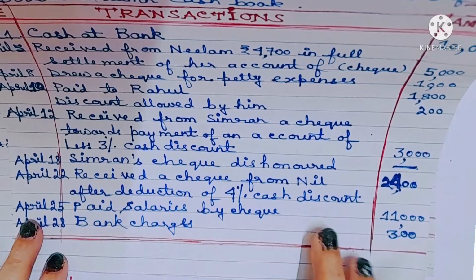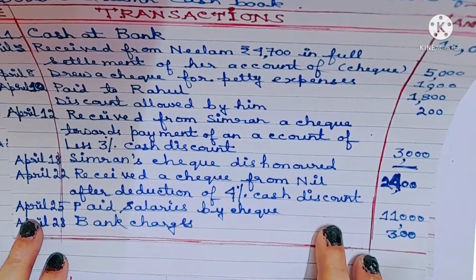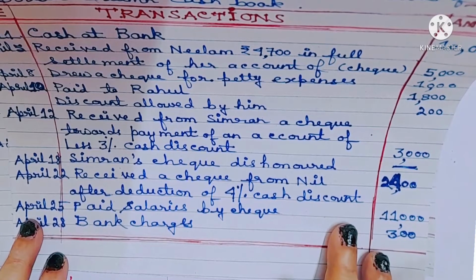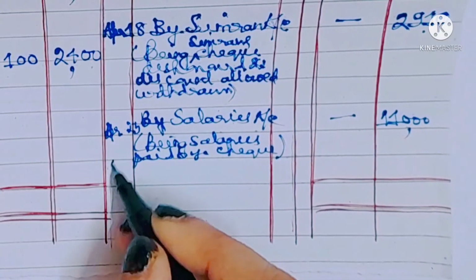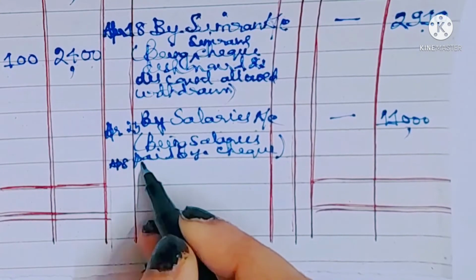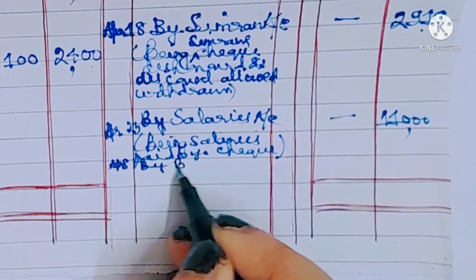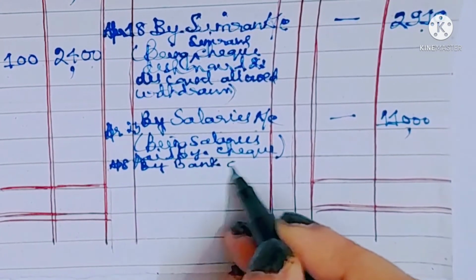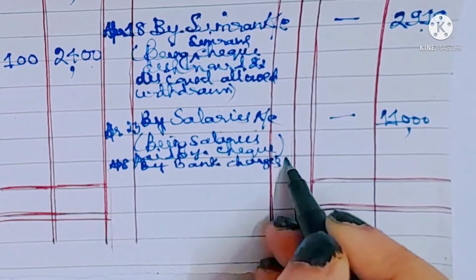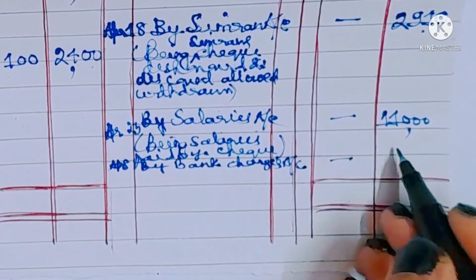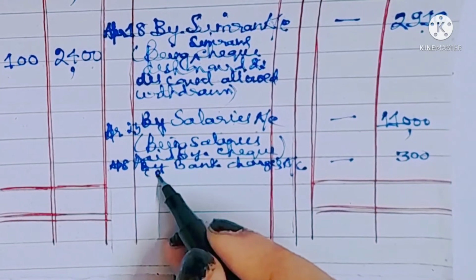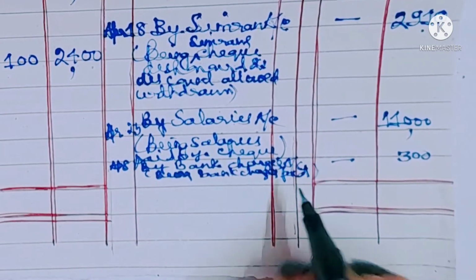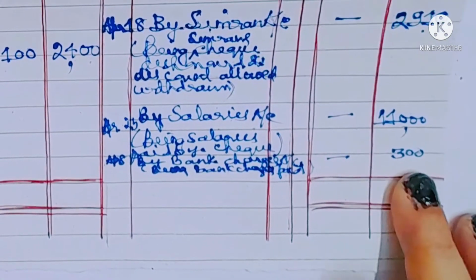So we'll have to write by bank charges account in the cash book on the credit side in the bank column 300. So let's write April 28th by bank charges account in the bank column, how much? 300, being bank charges paid. Moreover, bank column represents bank account.